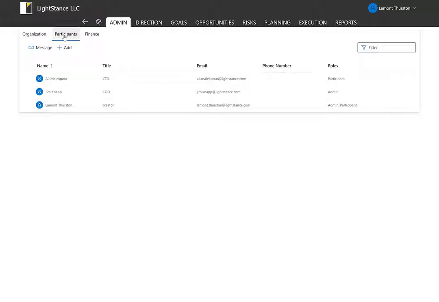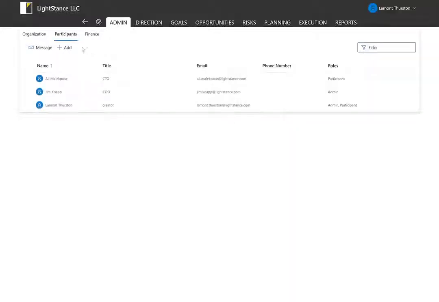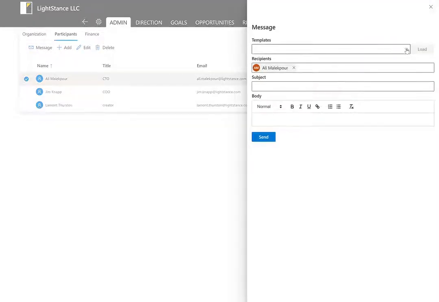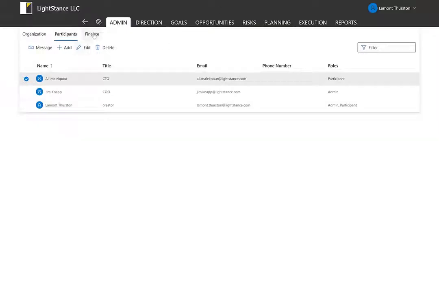Inviting participants into the program is very easy. So adding new participants, putting in their email address, and then messaging them for the various workshops that are a part of the Lightstance process is very, very simple with a couple of clicks.